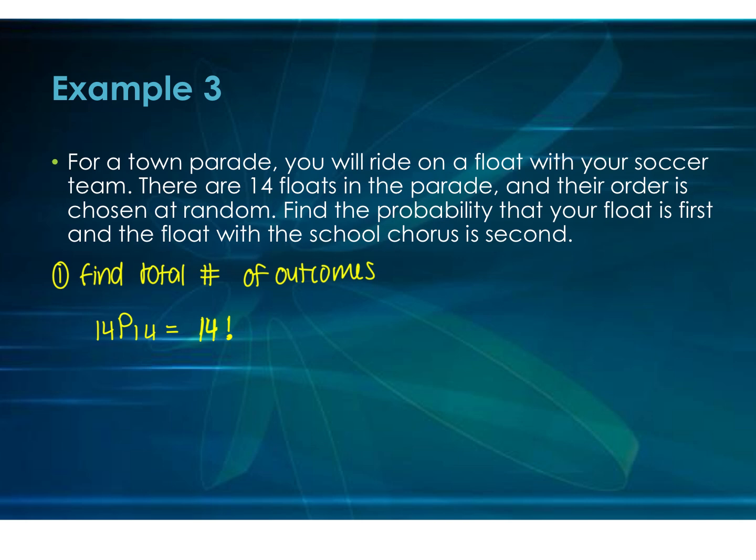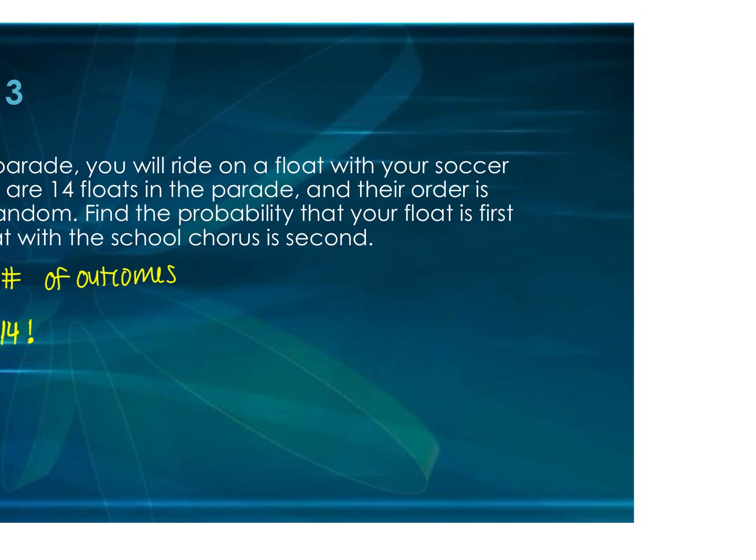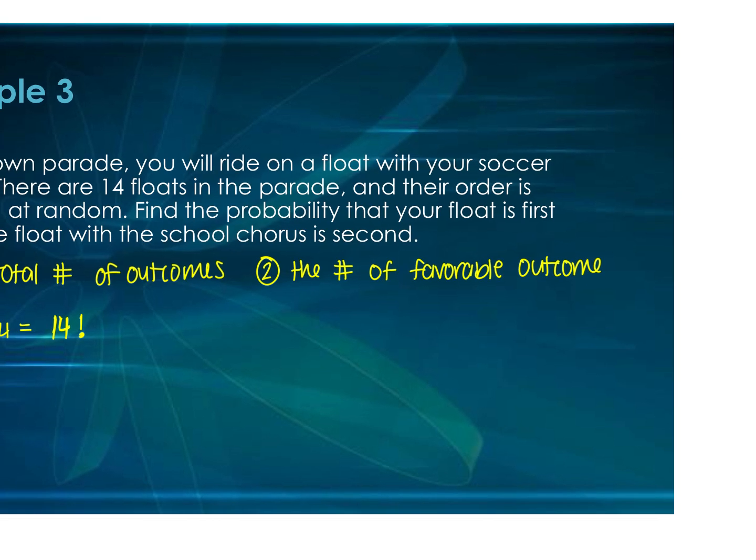Now I have to find the total number of favorable outcomes. So if I'm going to be first, my soccer team is going to be first, and my chorus team is going to be second, I'm going to go ahead and take 14 minus 2. That's going to give me 12. So my favorable outcomes are going to be 12 factorial.